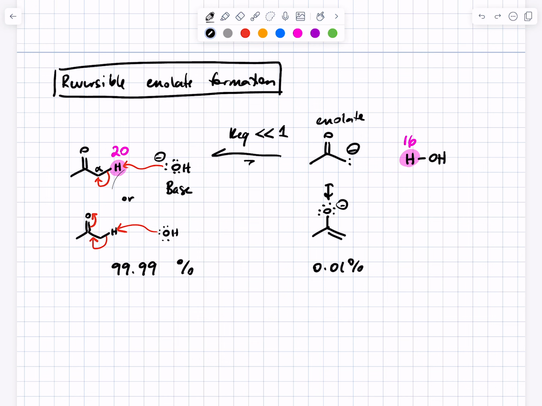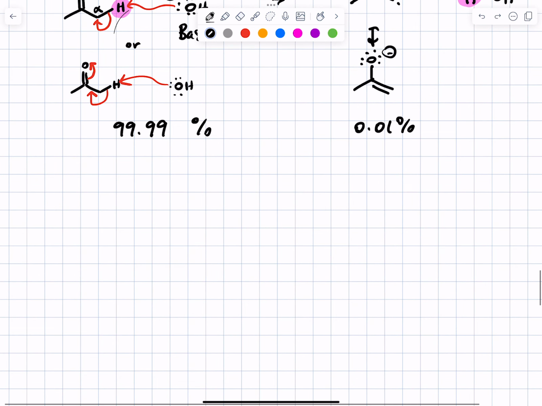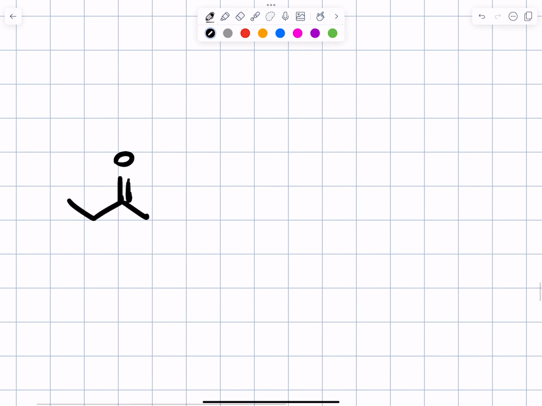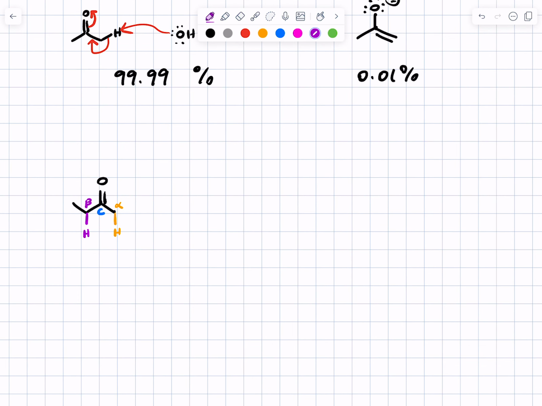Why do we care about reversible enolate formation? Well, the answer is that some carbonyl compounds have more than one kind of alpha carbon. All right? So here is an example of a carbonyl compound with 2 different kinds of alpha carbons. You got orange alpha carbon and you got purple alpha carbon. Orange alpha proton and purple alpha proton. And there's 2 possible enolates that you can form.